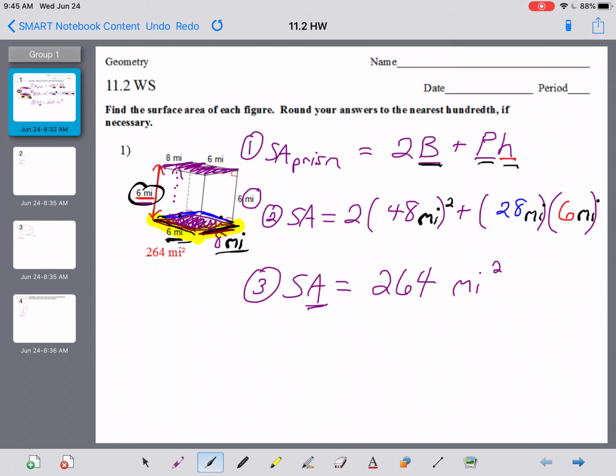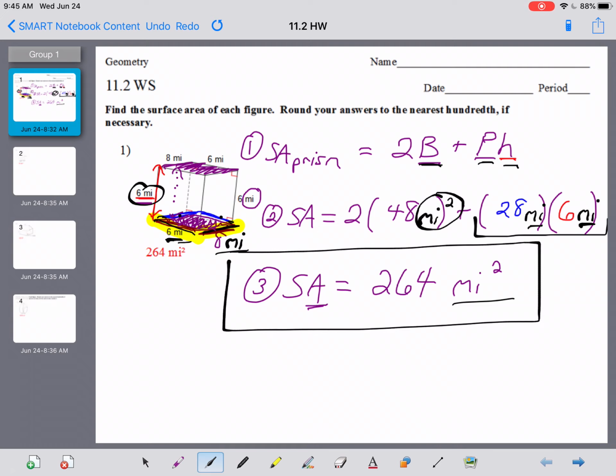And now let's take a look at what happened here. When we multiplied by order of operations, we did this first, the 28 times 6, we took miles times miles. And in doing that, we got square miles for these units right here, which we then added to these square miles right here that we got from area. And square miles plus square miles is going to get you square miles for your answer. So there's actually a mathematical reason for why the units are square miles, other than just the idea that that seems to make sense to us.